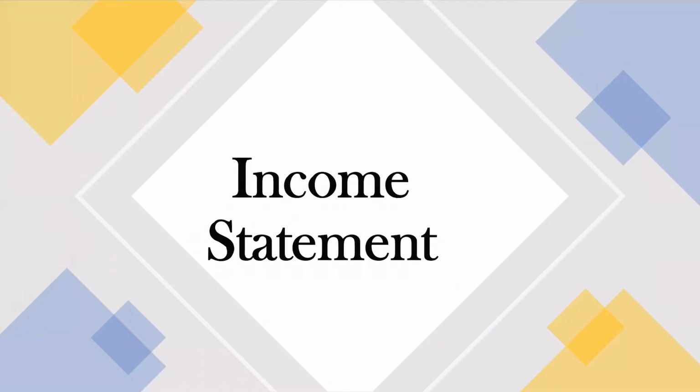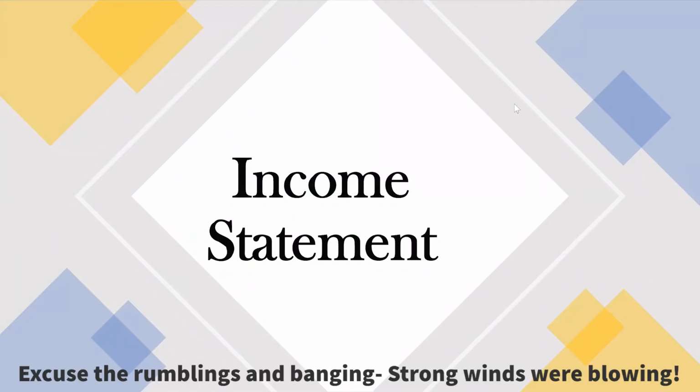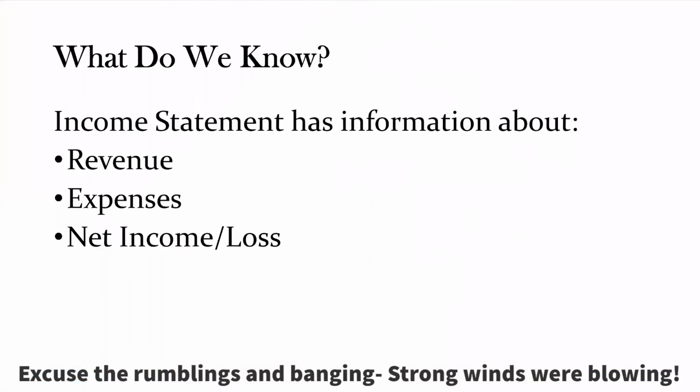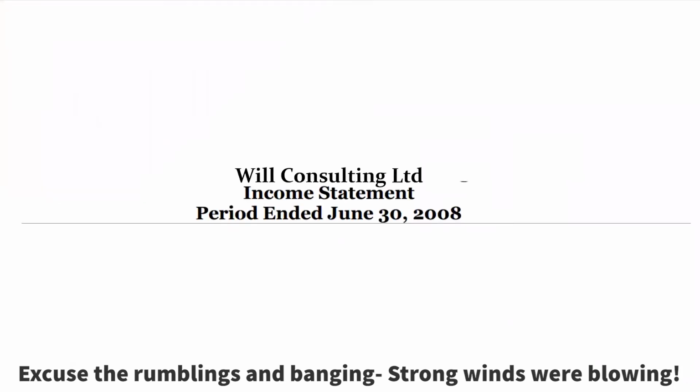So we're doing our income statement. What do we know? We know that our income statement has information about revenue, expenses, and the difference between that would either give us a net income or a net loss. So let's go. Again, once we're preparing final accounts, any financial statement, we need to have the name of the business, the statement that we're doing, and the period for which we're doing it for.